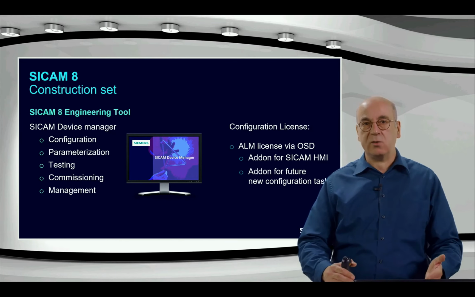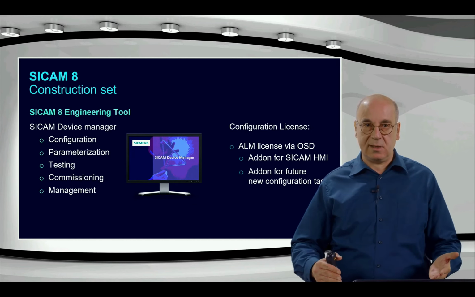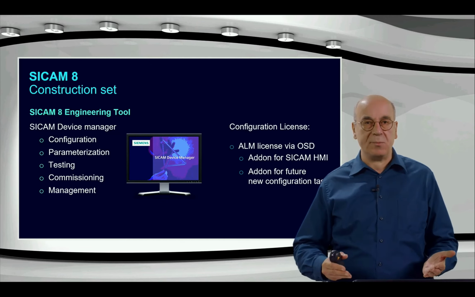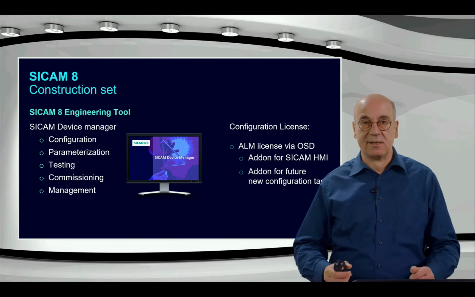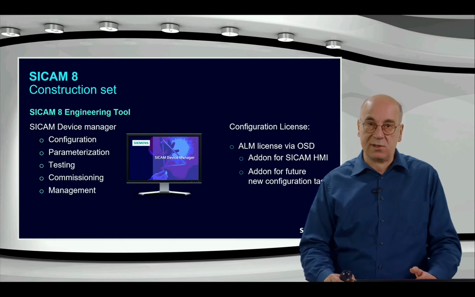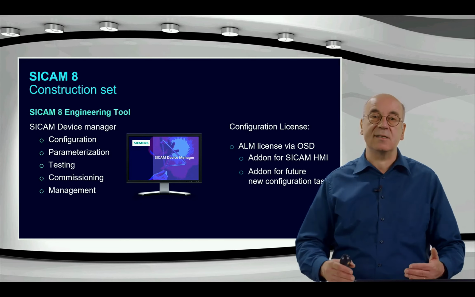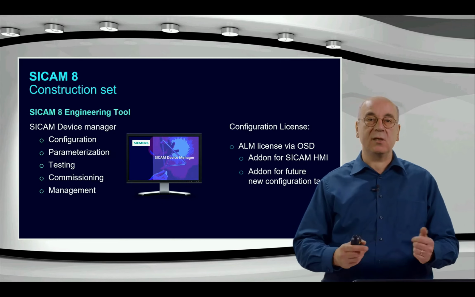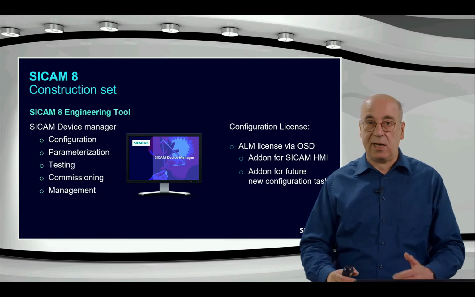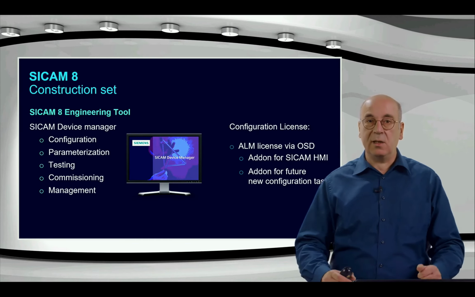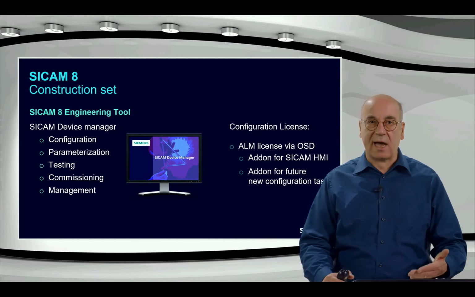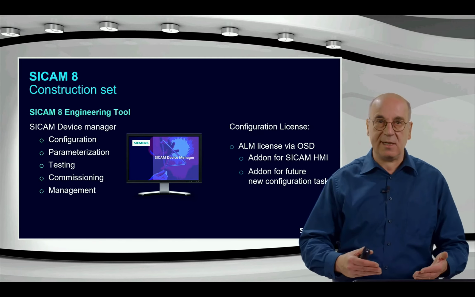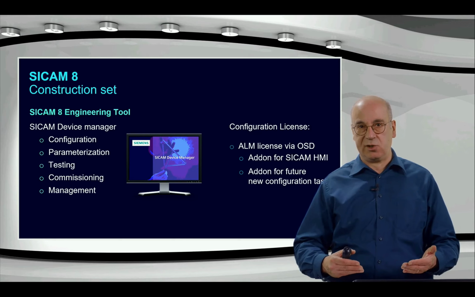For a Sicam 8 project, you need two different types of licenses. First, a Sicam Device Manager license for the configuration and parameterization. This license can be ordered via the online software delivery service. And it is a so-called ALM license, meaning it can be transferred and moved using the Automation License Manager and is per design modular. And for the configuration of the new Sicam HMI functionality, you only need to order an add-on in case you already have a license for the Sicam Device Manager.